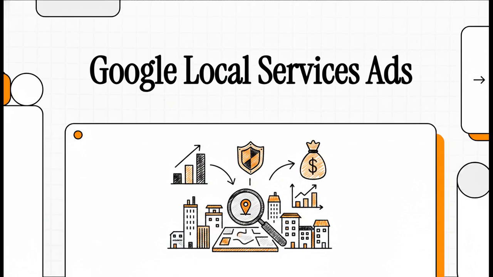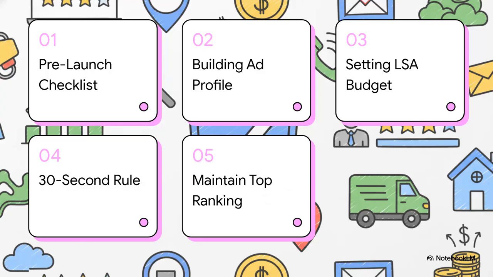But here's the catch. Google doesn't just let anyone waltz right up to the top of the search results. They have rules, strict rules. So we're going to walk through exactly how to set this up, optimize it, and fiercely protect your marketing budget so you can completely dominate your local market. Think of this as your ultimate actionable blueprint.